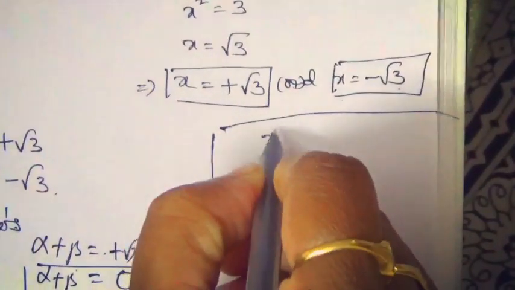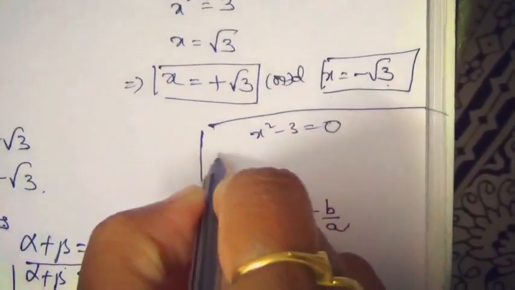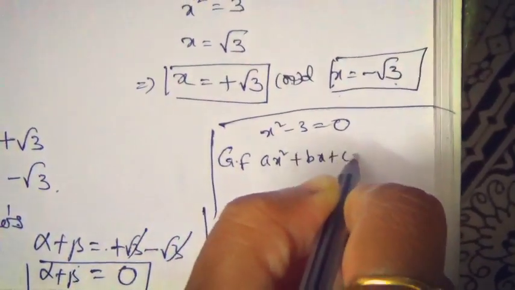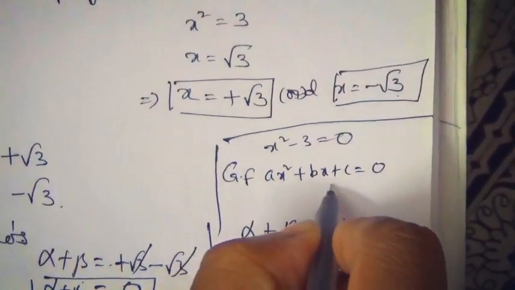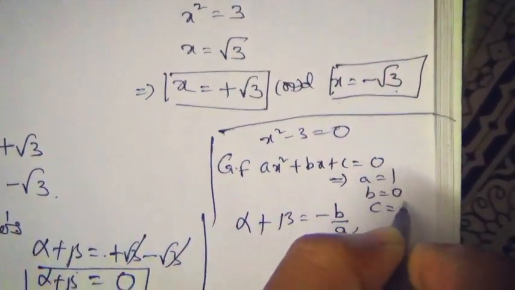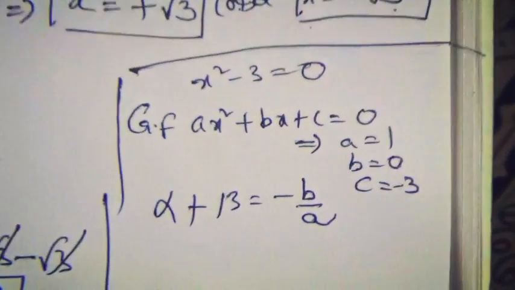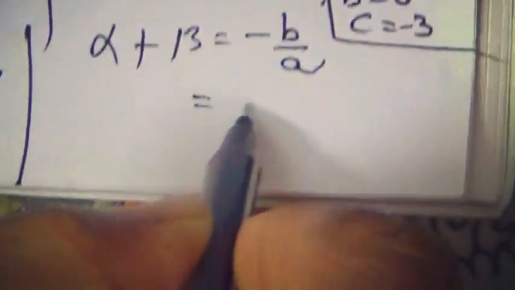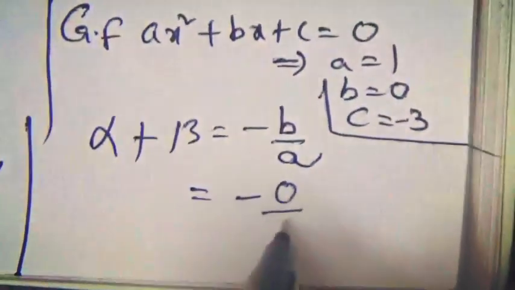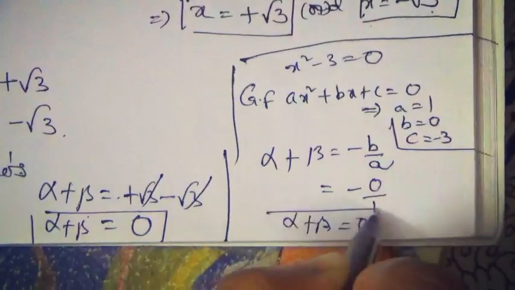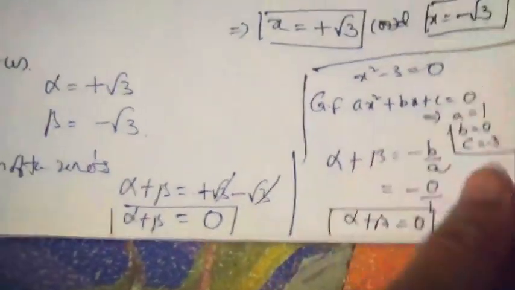I'll write here x square minus 3 is equal to 0. The general form is ax square plus bx plus c is equal to 0, right? So when you compare this, a is equal to 1, b is equal to 0, c is equal to minus 3. From these values, minus b value is 0 by 1, which means alpha plus beta is equal to 0. So when you compare these two, you will get alpha plus beta is equal to 0.